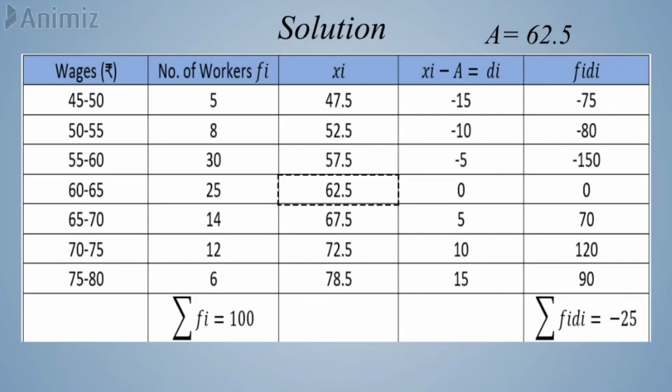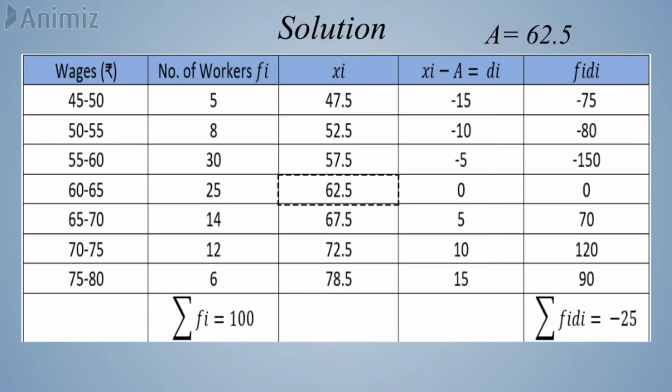After this, in the fourth column I have indicated di. You have to calculate the difference di. How do you calculate it? xi minus A. So 47.5 minus 62.5 will give you minus 15. In the same way, 52.5 minus 62.5 will give you minus 10. Like that, the other values of di we will get are minus 5, 0, 5, 10 and 15.